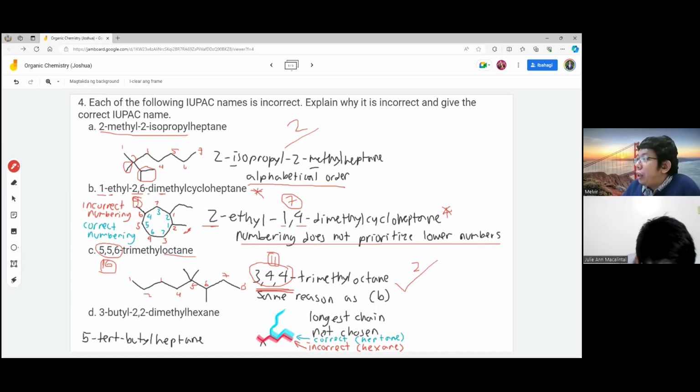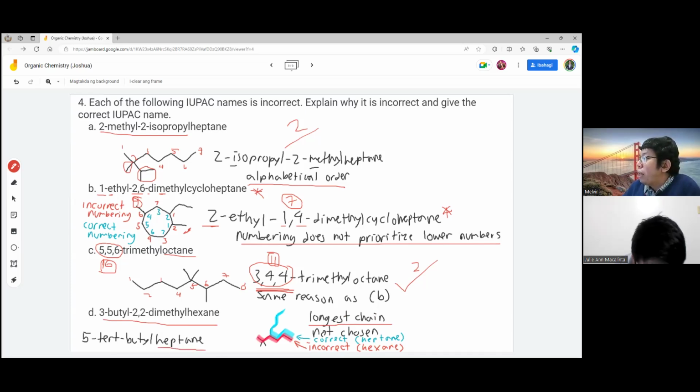So for letter D, you need to have hexane first. 1, 2, 3, 4, 5, 6, correct? And then at carbon 3 there's a butyl. 1, 2, 3, 1, 2, 3, 4. And then 2, 2 methyl groups at carbon 2, correct? And basically, if we look at the structure, it looks like we've already given the correct name. However, the parent is not the longest chain, no?